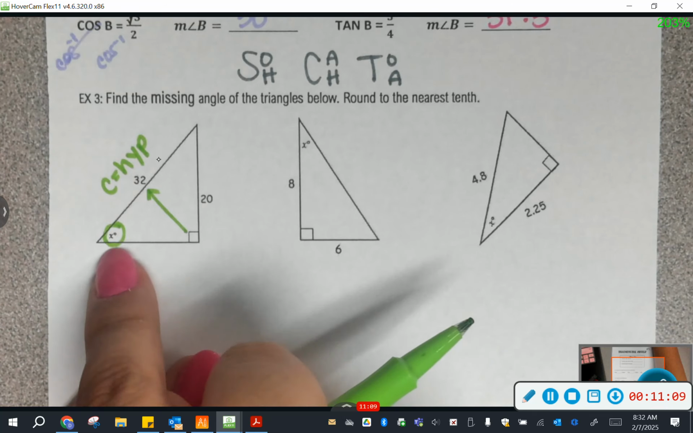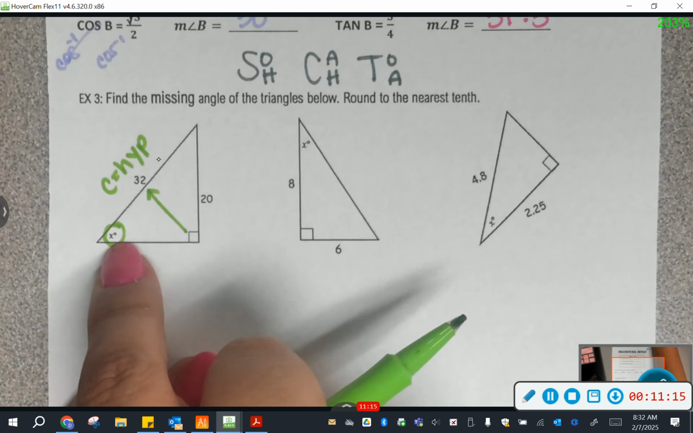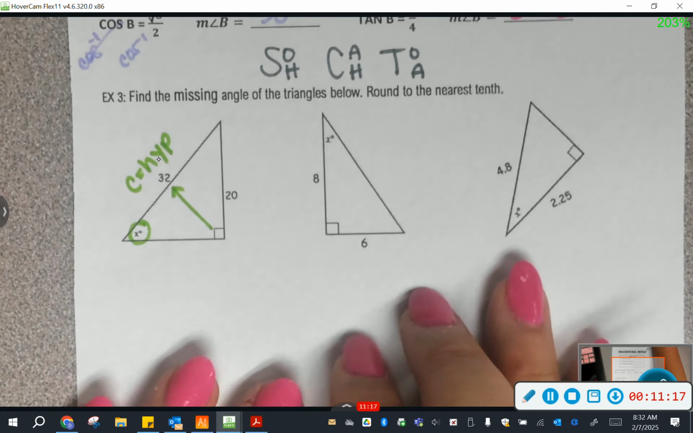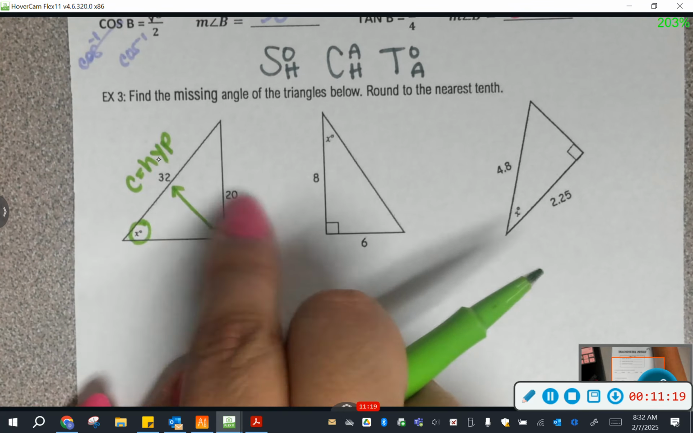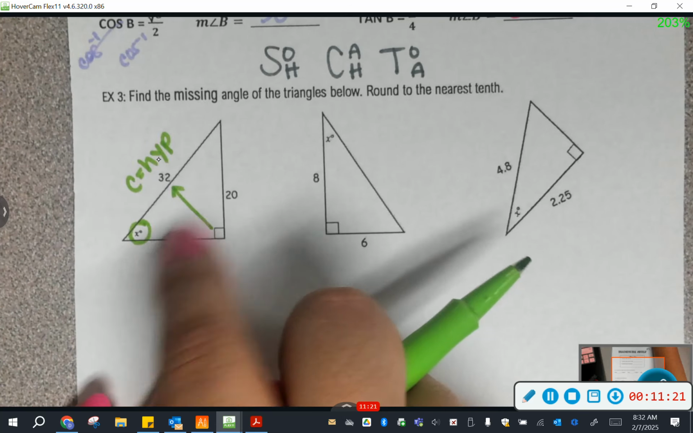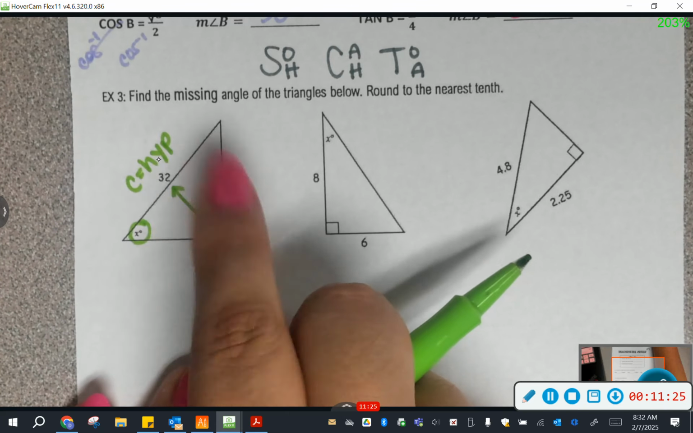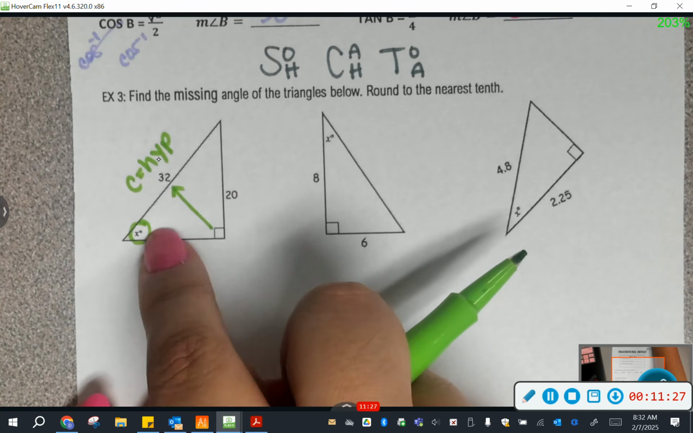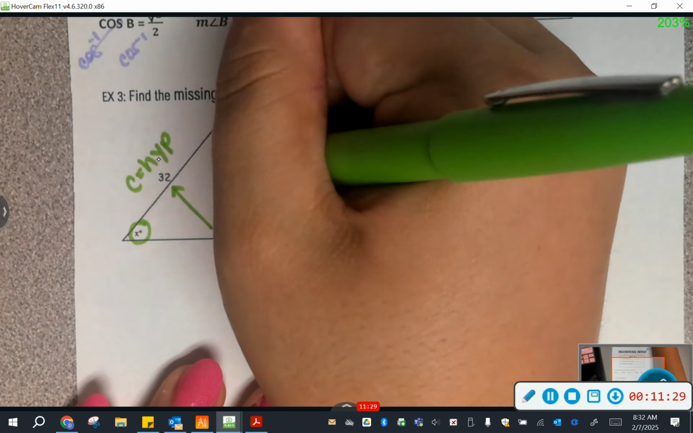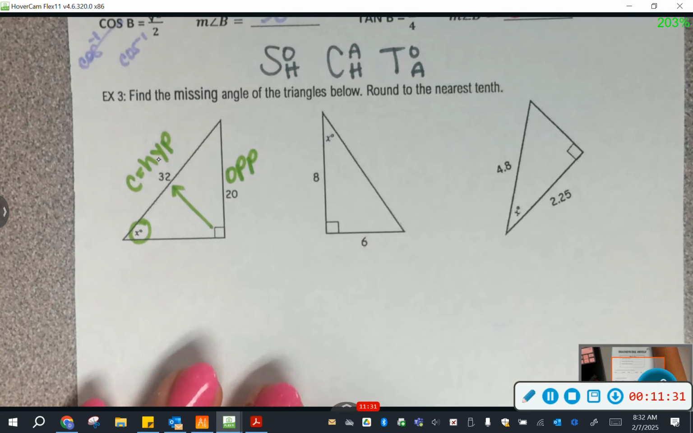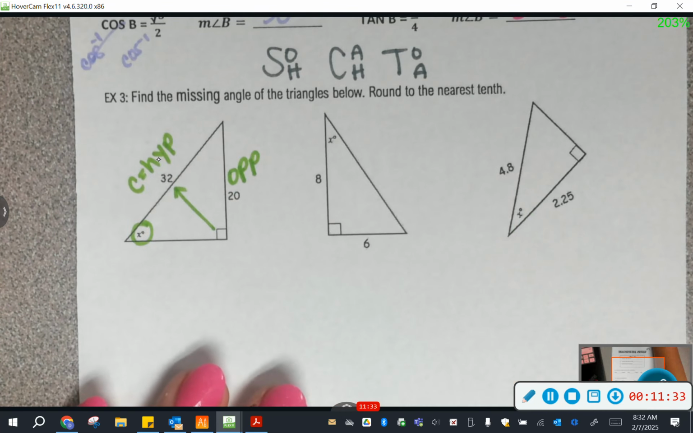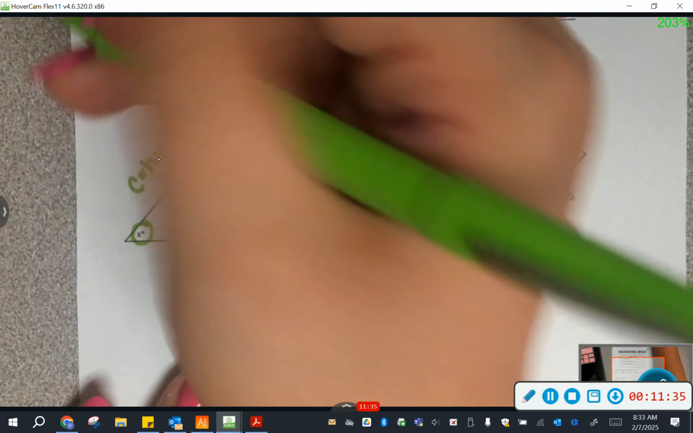What else do I have? There's no degrees. And do y'all see how x this time is the degrees? Yes. That's the difference between this. If I'm looking for a degree, I know I'm going to do inverse. How does x compare to 20? What are these? It's a cross, so what does that mean? It is opposite. If I have opposite and hypotenuse, what do I have?